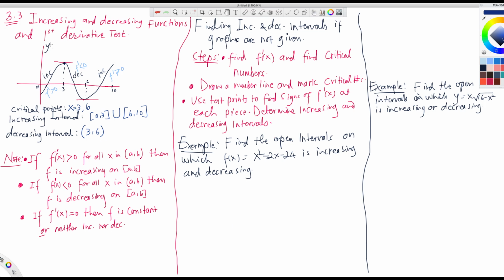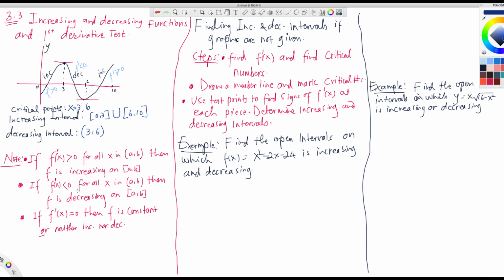Let's write on the note. If the first derivative is positive for all x in the open interval (a, b), then f is increasing in the closed interval [a, b]. If the first derivative is positive, then f is increasing. The function is increasing from 0 to 3, open at 3, because at 3 the derivative is 0. Since the first derivative is positive, you can say that f is increasing on (a, b).